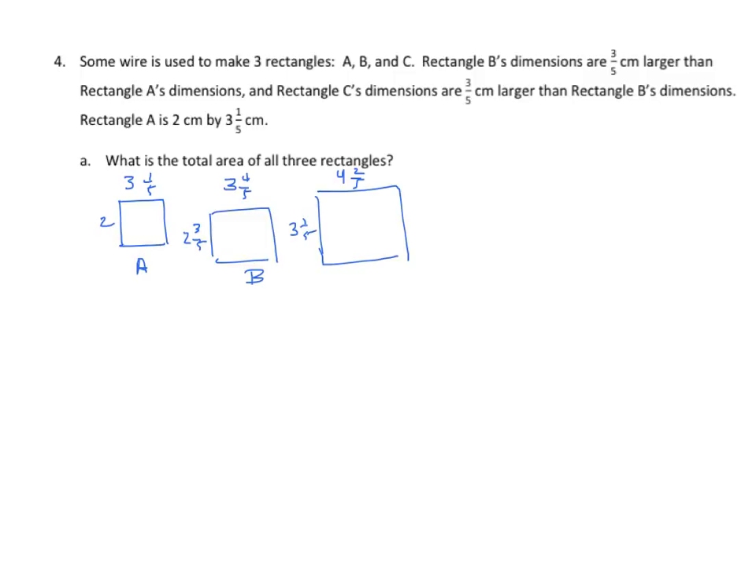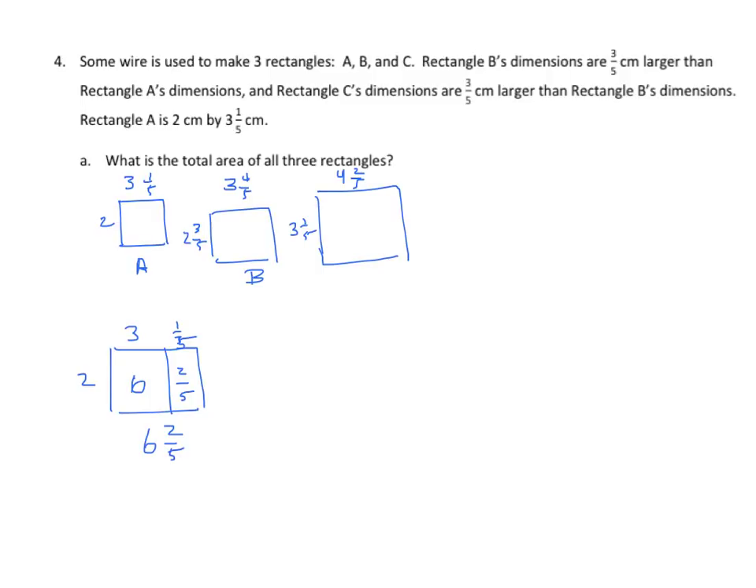Okay, so now we're going to have to find the area of each one of these, and once we're done we have to find the sum. So I'm going to just write out the area model. I have 2, then 3 1/5, decomposing 3 1/5, and I have 3 times 2 is 6, and 1/5 times 2 is 2/5. So I add those, and my area for A is 6 2/5.